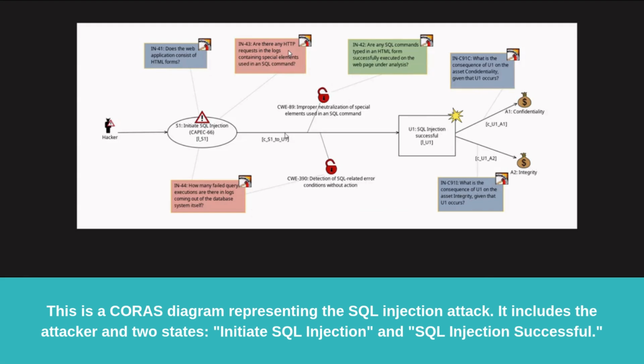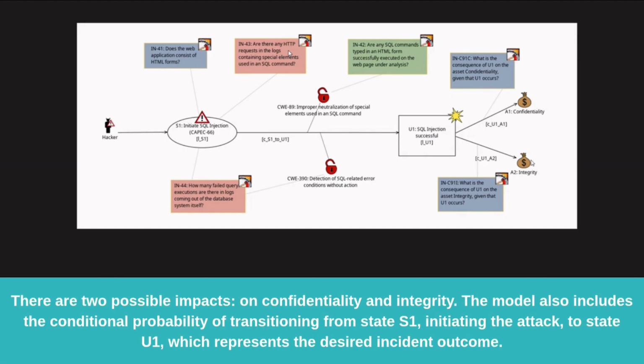This is a chorus diagram representing the SQL injection attack. It includes the attacker and two states: initiate SQL injection and SQL injection successful. There are two possible impacts, on confidentiality and integrity.